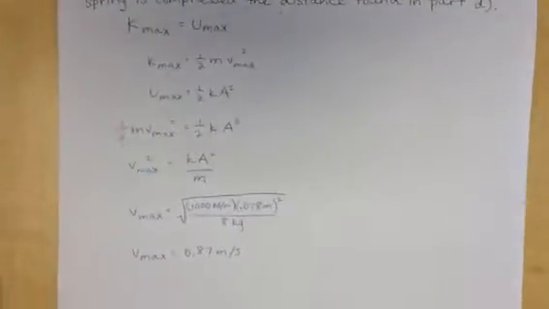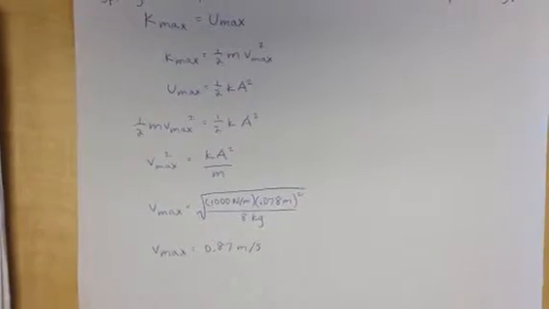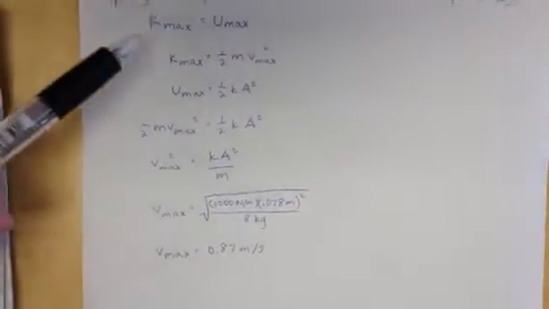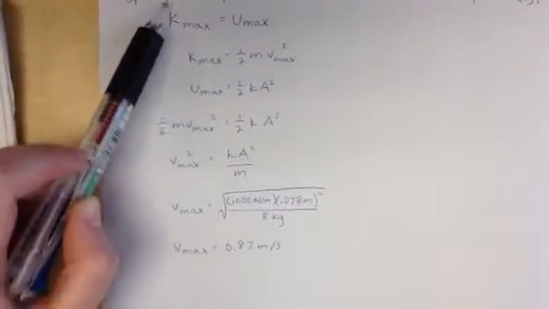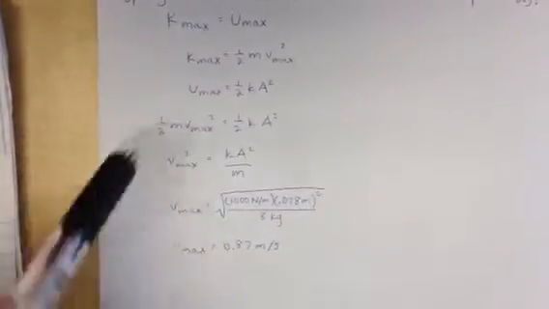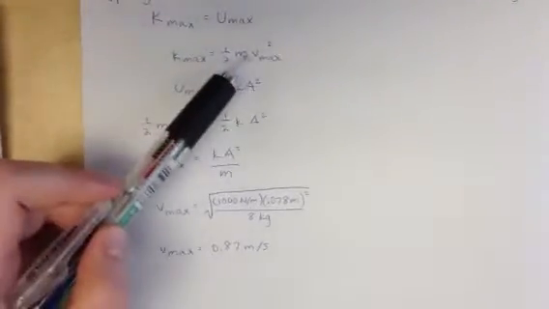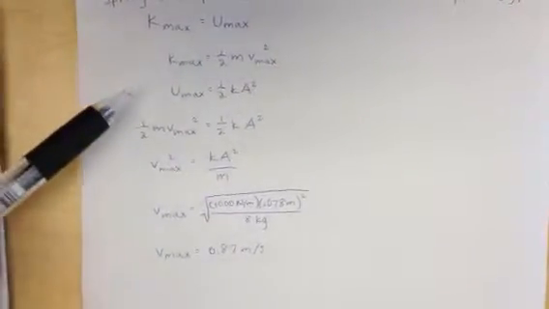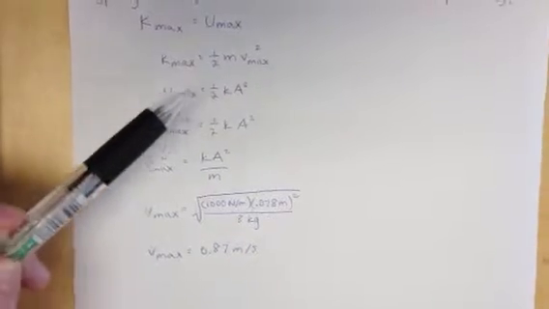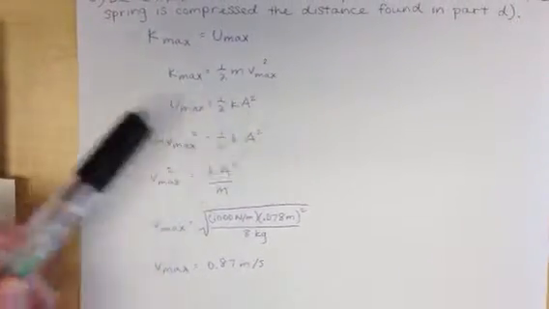Now for part E, it says determine the maximum speed of the blocks if the spring is compressed with the distance found in part D. So we're going to use the law of conservation of energy. So maximum kinetic energy is going to equal maximum potential energy. And in this case, maximum kinetic energy is 1/2 m times the maximum velocity squared. And then for the maximum potential energy, it's going to be 1/2 k times a squared, where a is the amplitude.